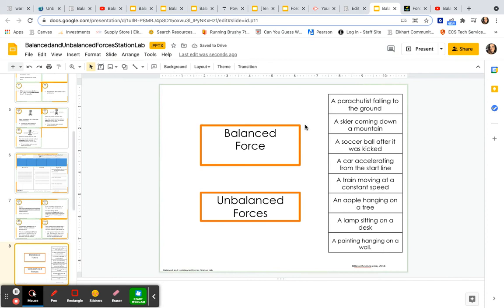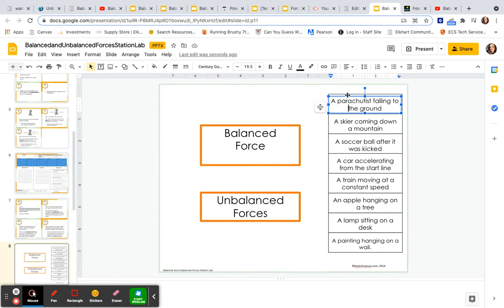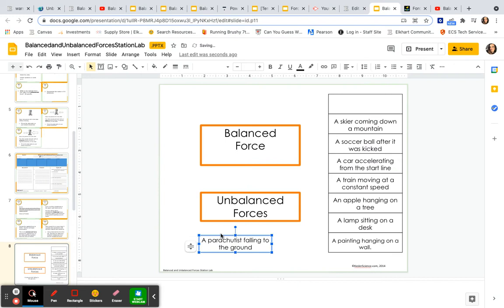So right here, you're going to match your balanced forces and your unbalanced forces. Balanced forces, you would move them over to where they are. So a parachute falling to the ground would be an unbalanced force. So you would drag and drop there, so on and so forth. This is a show what you know slide.